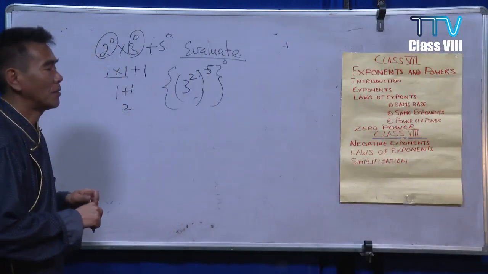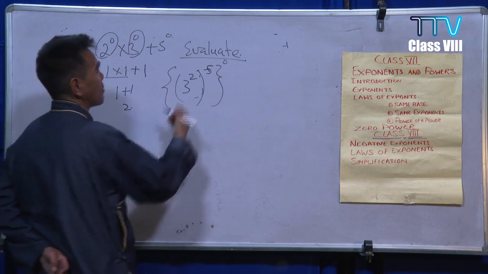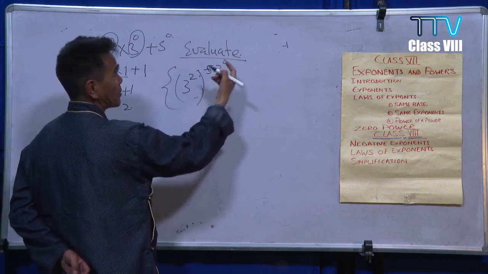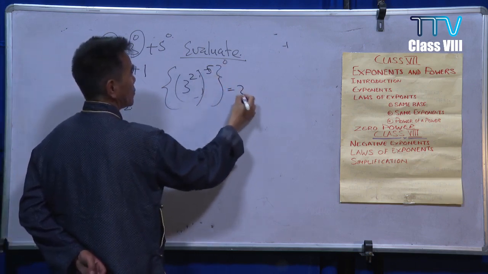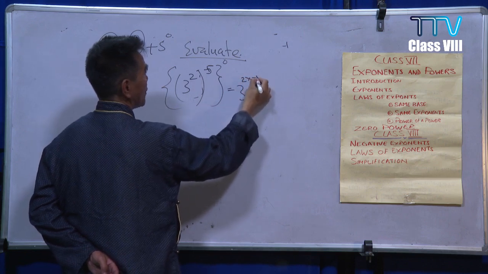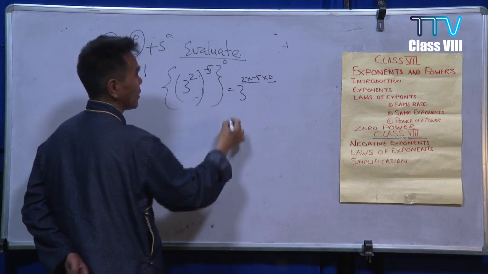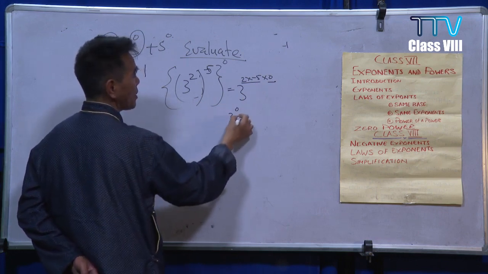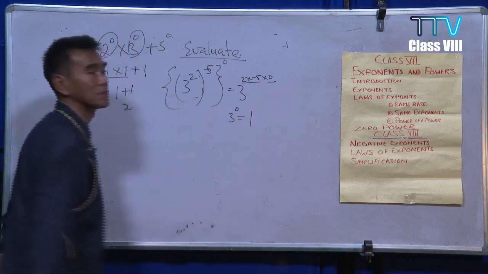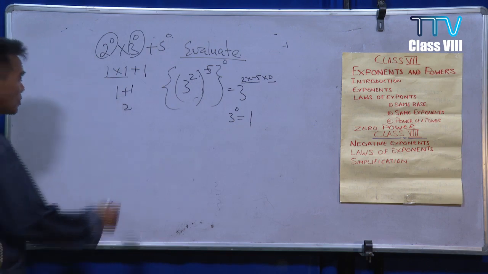Power of a power means you multiply the powers. Right? 3 raised to the power 2 multiplied by negative 5 multiplied by 0. Any number multiplied by 0 gives 0, so the power is 0. So any number with power 0 is 1.